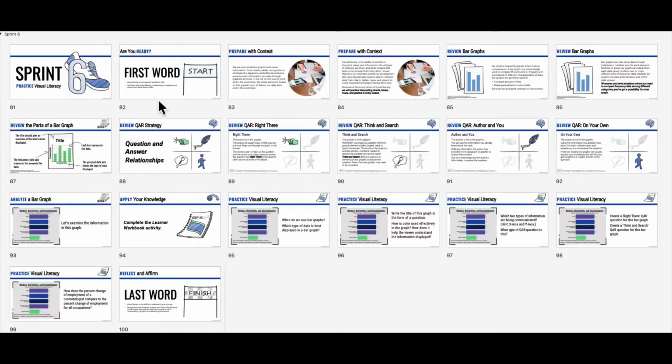Let's look at Sprint 6. So Sprint 6 is going to change and vary depending on what unit you're in. In the even units, the Sprint 6 focus on visual literacy. These are graphing skills that we know learners need to practice in order to develop proficiency in.